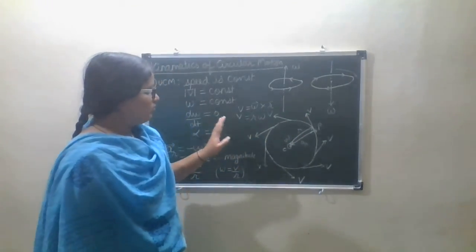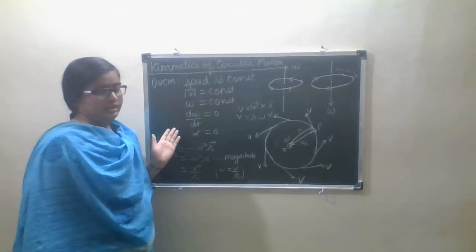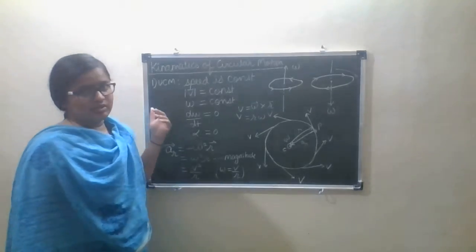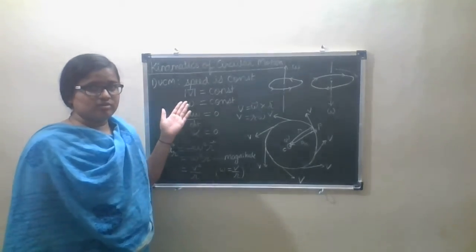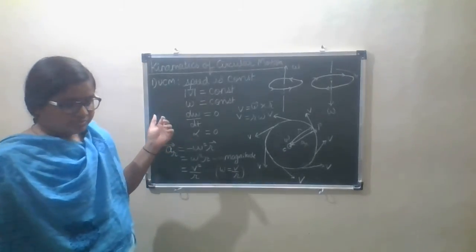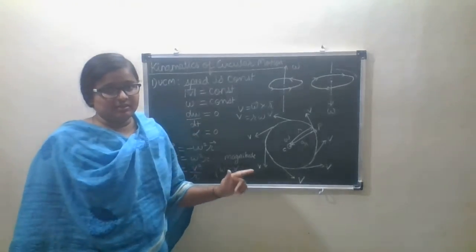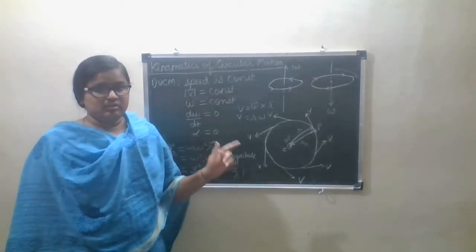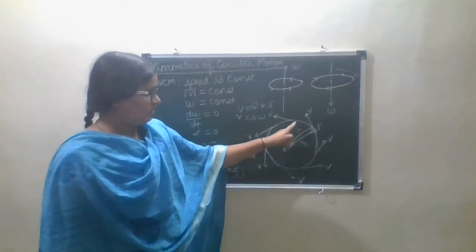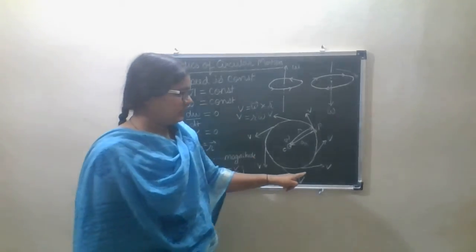Only what is changing in this case? All the terms are constant here. We have seen already the speed is constant, angular velocity is also constant, and acceleration is also constant. But in this case, the direction of the velocity is changing at every instant as the particle moves further. You can see this in the diagram.